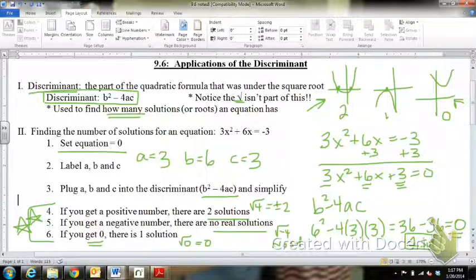So that's how you're going to give your answers in this section. 2 solutions, no solution, or 1 solution. And that's 9.6.